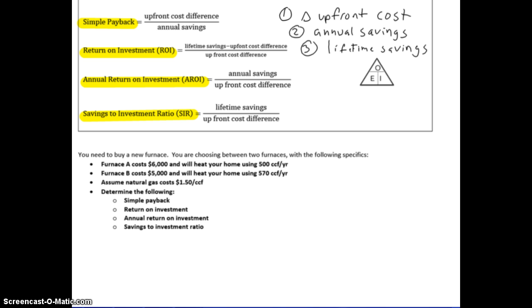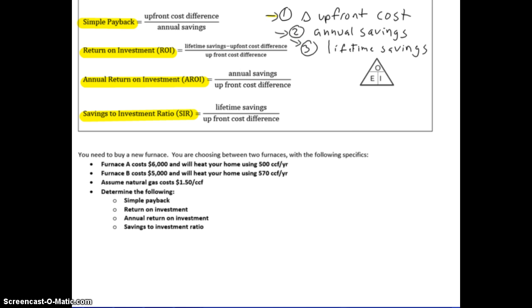Okay, so hopefully you figured it out. Really, we only need three different factors here. Upfront cost, number one. We need annual savings, number two. And we need lifetime savings, number three. Now these can be difficult to determine, but with those three factors, we can actually figure out every single one of these equations up here.